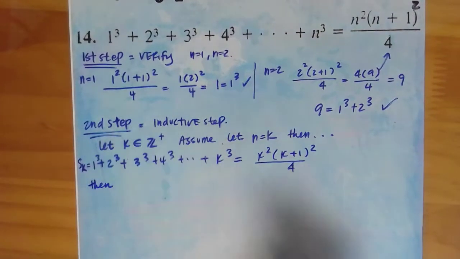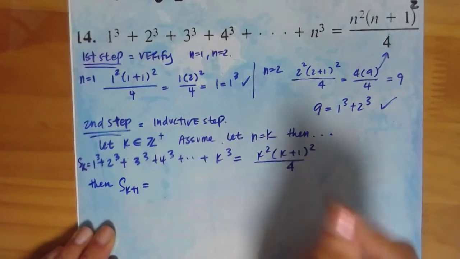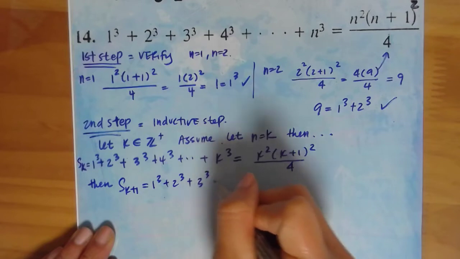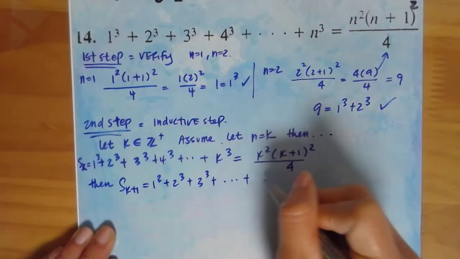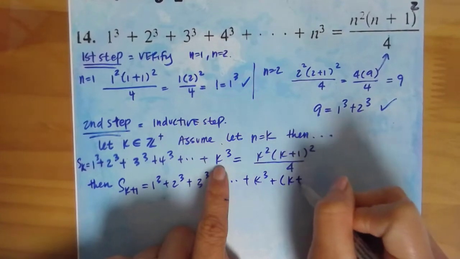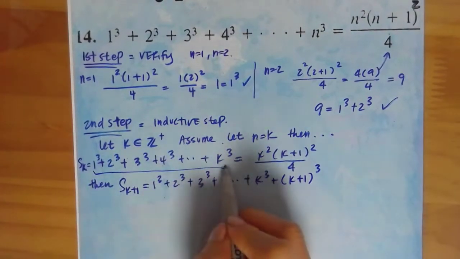Then, right? Then what is S sub k plus 1? Again, it's just adding one extra term. Right? ... plus k cubed. But we're going to add one more. What more? k plus 1 cubed. We're going to add just one more cube, okay, to this guy here, to the left-hand side.